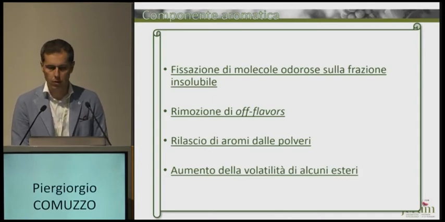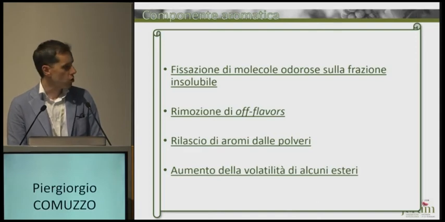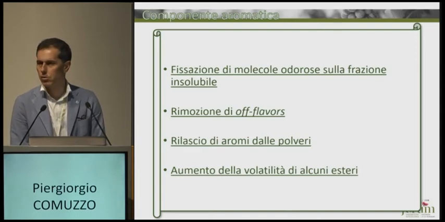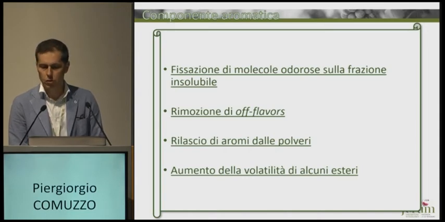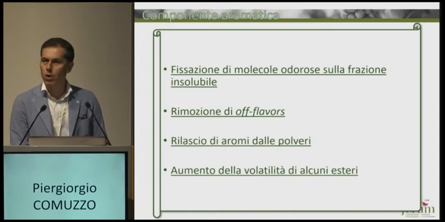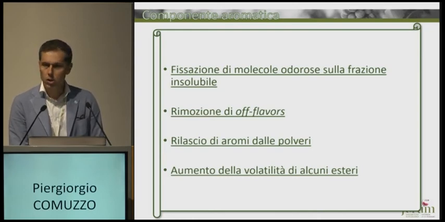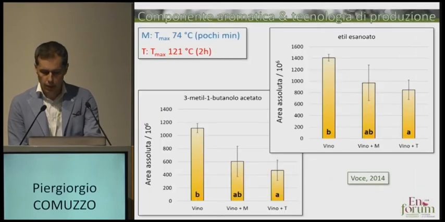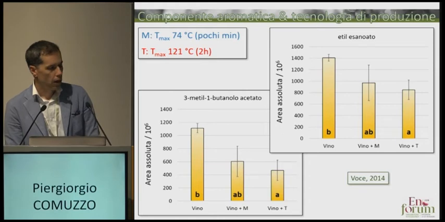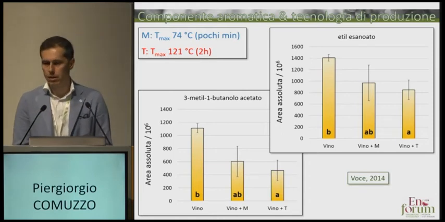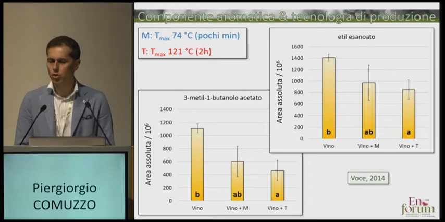The aromatic component is the most complex element that we can find in terms of yeast derivatives composition, because derivatives have a very complex interaction with the wine aroma. They can fix other molecules on the insoluble fraction. They can remove off flavors, but they have their own aromas that can be released by powders. Moreover, under some conditions, they can increase the volatility of some esters. Let's have a look at all those effects one by one.